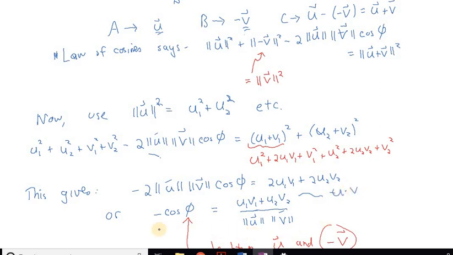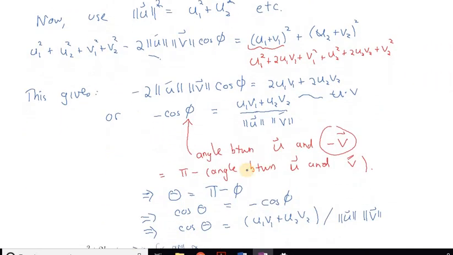Okay. Now, what's the problem? We've got a minus here. Why is there a minus there? Well, now we see why I did this funny business with minus v. This is the angle between u and minus v. All right? It's the angle between u and minus v.